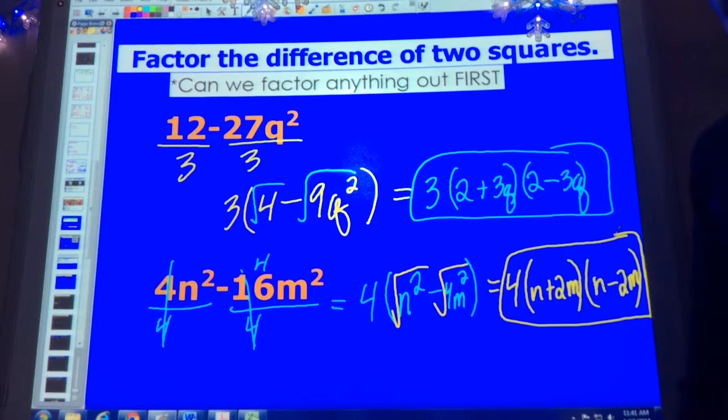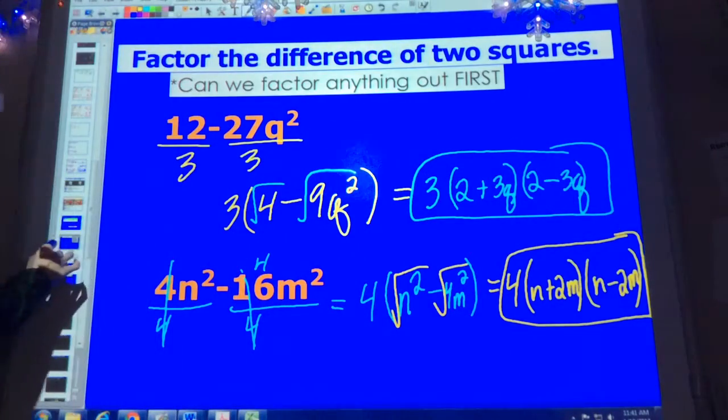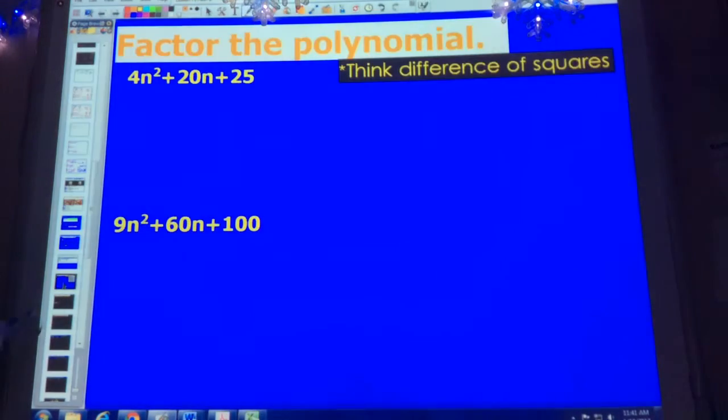Any questions, you guys? Thank you for writing these down. Okay, it's helping us with muscle memory, all that good stuff. So then, as we already talked about, perfect trinomials. How we get this middle term is something we're going to be going over. Okay, so let's factor these.